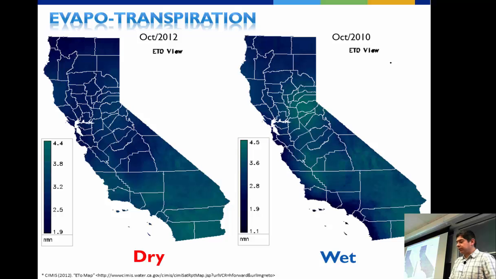Now this is a comparison of evapotranspiration through different years. Here on the left is 2012, and on the right is 2010. So this year is dry, this year it's wet.